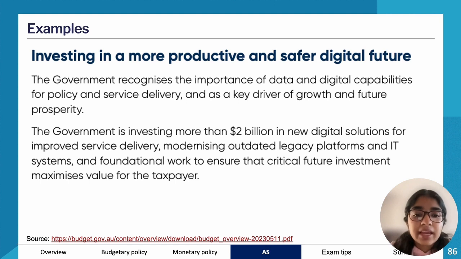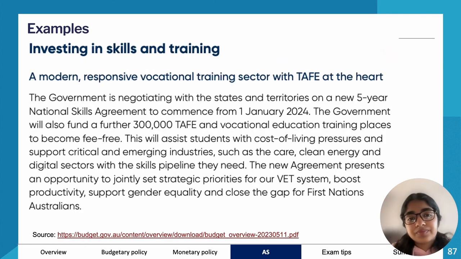So this is from, again, this year's budget: investing in a more productive and safer digital future. Okay, so this helps businesses access safer, more productive digital technologies. This will allow them to make sure that the services they provide are much more efficient. They're not subject to scams or anything that would slow it down. This one's a really good example.